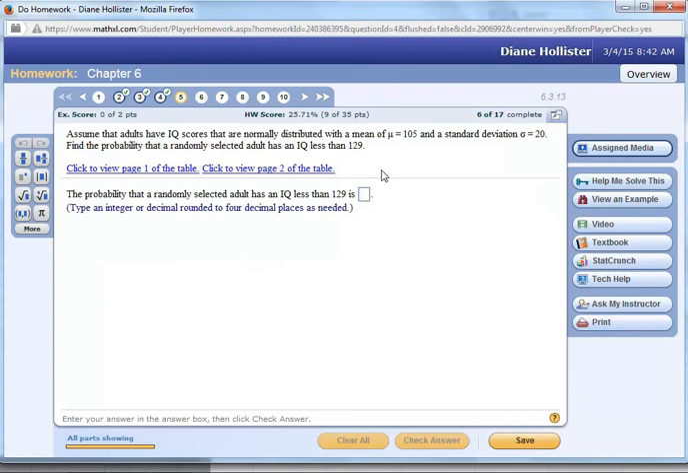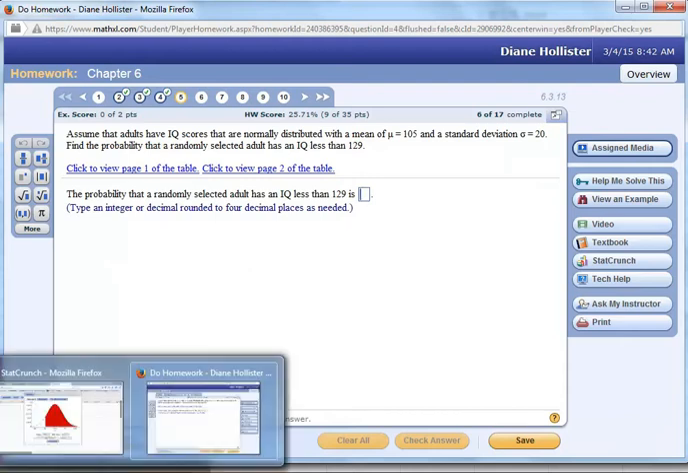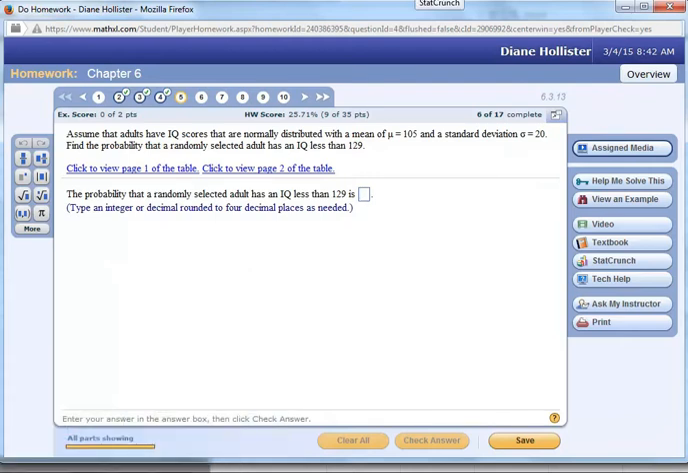Assume that adults have IQ scores normally distributed with a mean of 105 and a standard deviation of 20. Find the probability that a randomly selected adult has an IQ less than 129. So we're going to return to our normal calculator, but this time, of course, our mean and standard deviation have changed.